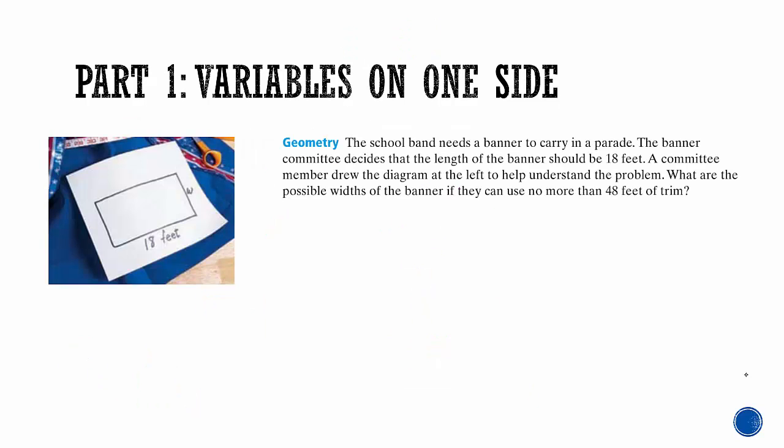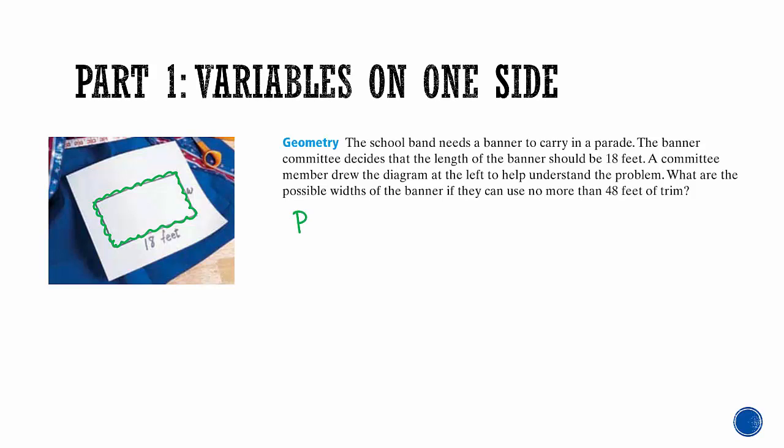So let's try a little bit harder one. The school band needs a banner to carry in a parade. The banner committee decides that the length of the banner should be 18 feet, and a committee member drew this diagram over here to help us understand the problem. What are the possible widths of the banner if they can use no more than 48 feet of trim? So the trim has to go all the way around this banner. It has to be like the perimeter.